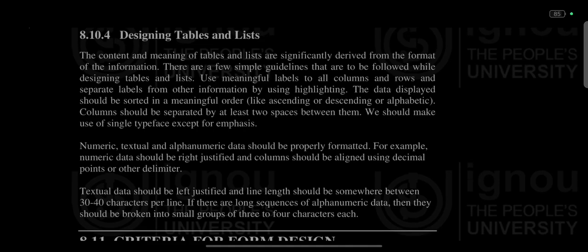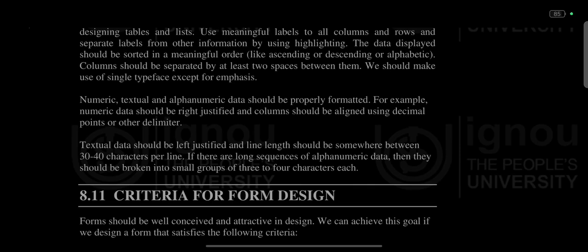Textual data should be left justified, and line length should be somewhere between 30 to 40 characters per line. If there are long sequences of alphanumeric data, then they should be broken into small groups of 3 to 4 characters each.